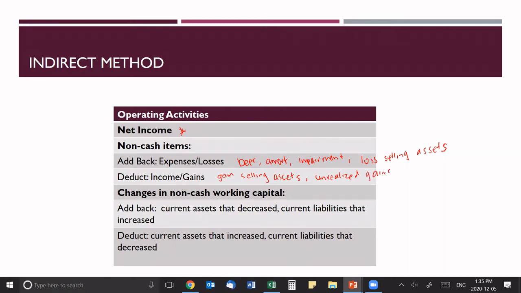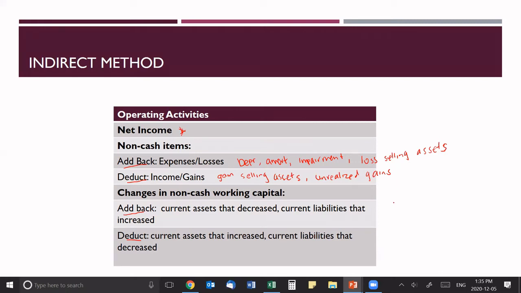Okay, so we start off with total net income, but we know that there are going to be non-cash items in there. So we add back any expenses and losses, and we deduct any income or gains that are non-cash. And then the second thing you have to do is adjust for changes in your non-cash working capital. Same thing as we did with the direct method, we're going to add back our current assets that have decreased and our current liabilities that have increased, and we're going to deduct our current assets that have increased and our current liabilities that have decreased. So same thing we do with the direct method.